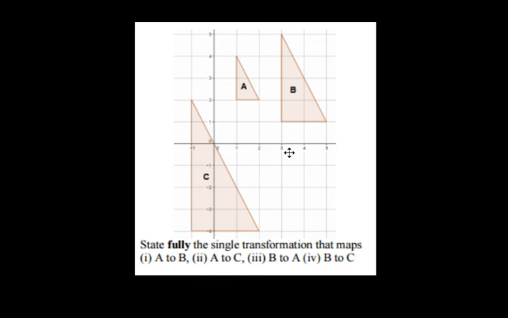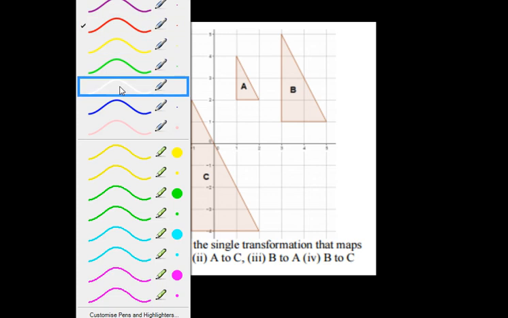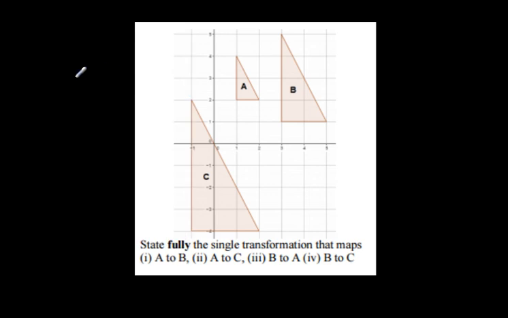So what we need to do is state fully the single transformation that maps A to B, A to C, B to A, and B to C. With this, we don't need to find a centre. That comes in a more advanced video. If you want to, I'll show you how to do it towards the end of this, but we're just considering now the scale factor. So let's look at A to B.